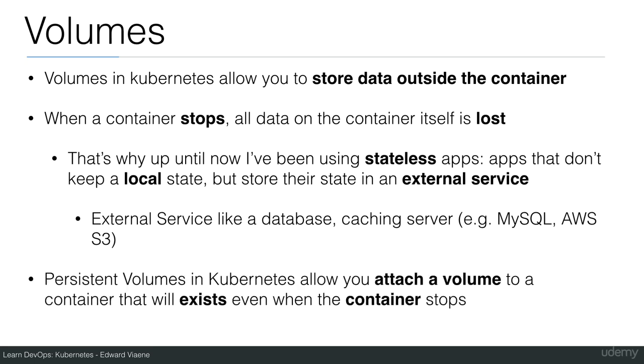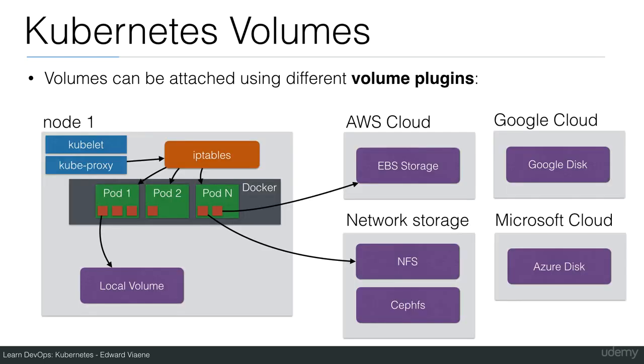Persistent volumes in Kubernetes allow you to attach a volume to a container that will exist even when the container stops. So the container stops, the pod stops, but your volume can be reattached to a new container. And you can keep the state of your application. You can keep the files that are necessary for your application to run.